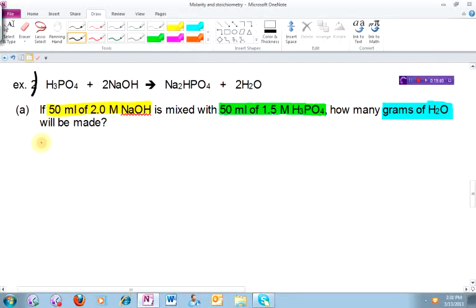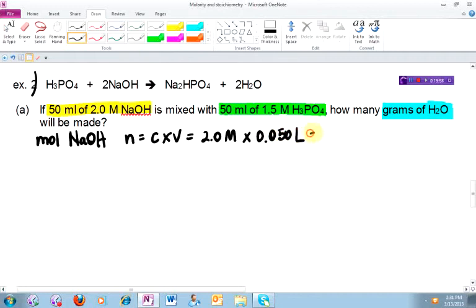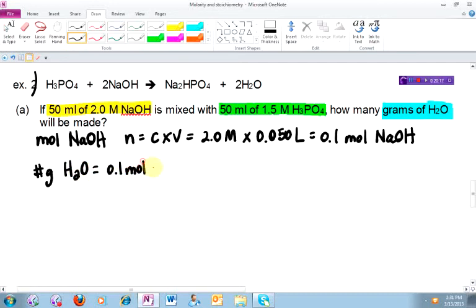Looking at our equation here, why don't we start with sodium hydroxide since it's given first. So we want to figure out moles of sodium hydroxide. We're going to use n is equal to C times V, which is equal to 2 molar times 0.05 liters, which is equal to 0.1 moles of NaOH. Then plugging that in, number of grams of water is equal to 0.1 mole of NaOH.